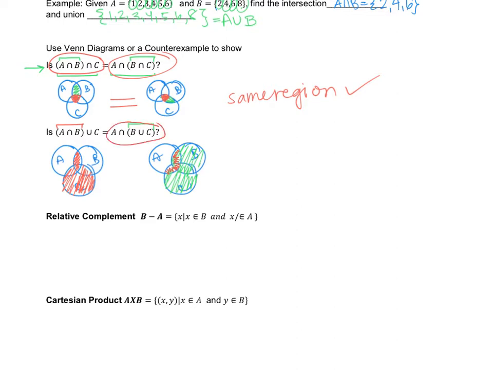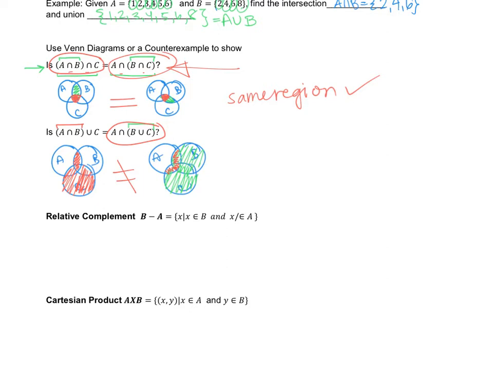So if you compare the two regions right now, those are for sure not the same region, so this is not equal. And what that's kind of showing is that you can't just move parentheses around when you have different set operations. Union and intersection are different. If they're all the same, you can see we had all intersections here. It looks like you can move parentheses around.